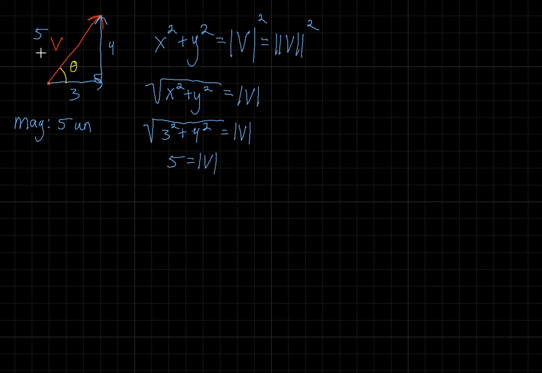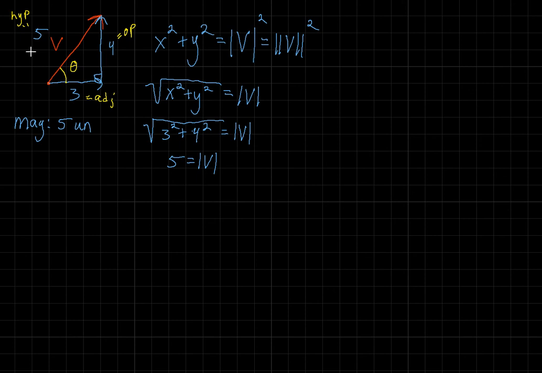Now we know all 3 legs of this triangle, all 3 sides of this triangle. So really we could use any trig function that we want. Sine is equal to opposite over hypotenuse, cosine is equal to adjacent over hypotenuse, tangent is equal to opposite over adjacent. So according to this angle right here, this is going to be our opposite side, this is going to be our adjacent side, and this is going to be our hypotenuse.